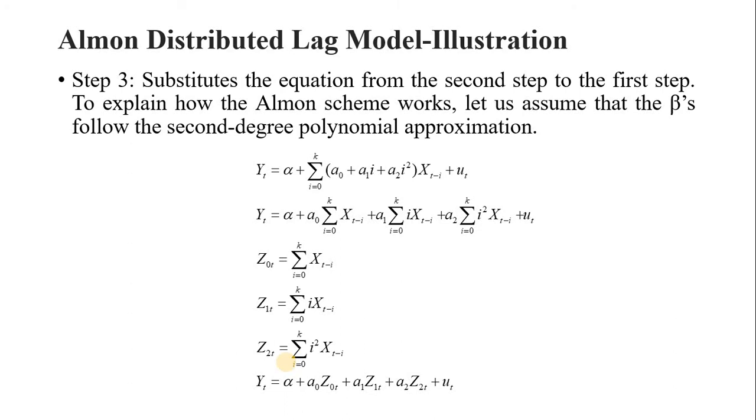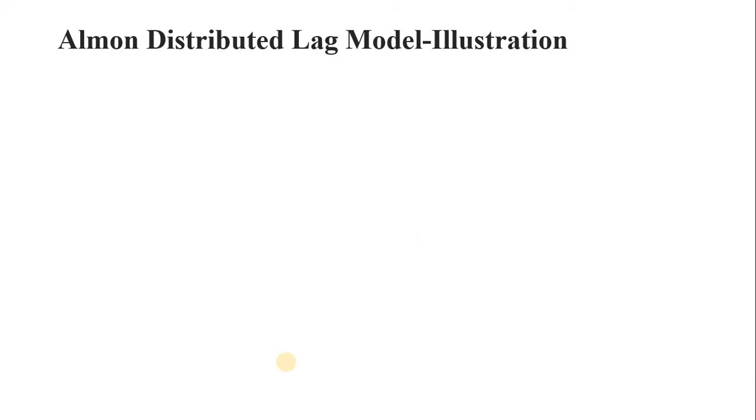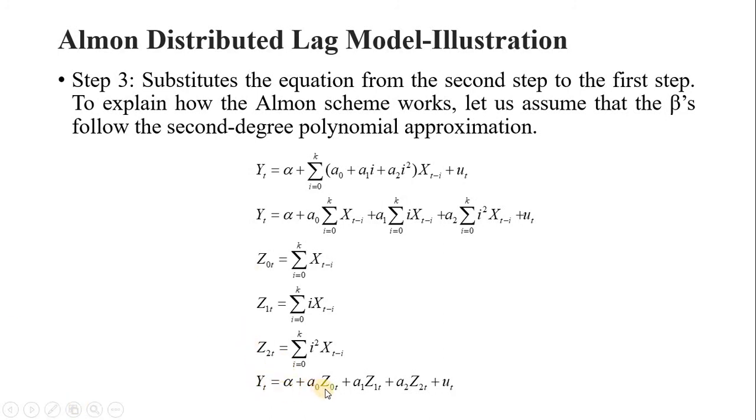You may have a confusion about how to find z0t, z1t and z2t, because in the equation it is giving a0 sigma xt minus i. What we have to do is specify the lag length and the degree of polynomial. Once you specify the degree of polynomial and the number of lags, we can easily construct these z values. I will discuss it later. So now, if you look at this equation, it is equal to alpha plus a0 z0t plus a1 z1t plus a2 z2t plus ut.